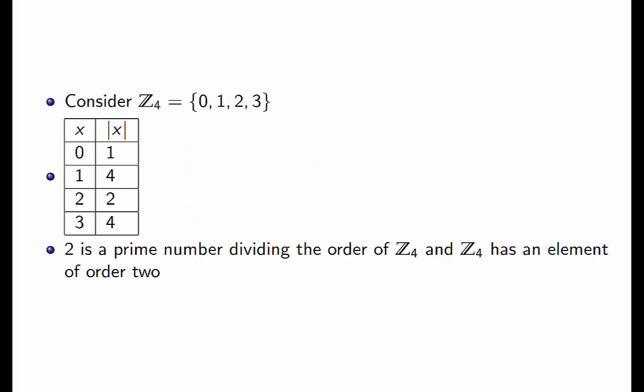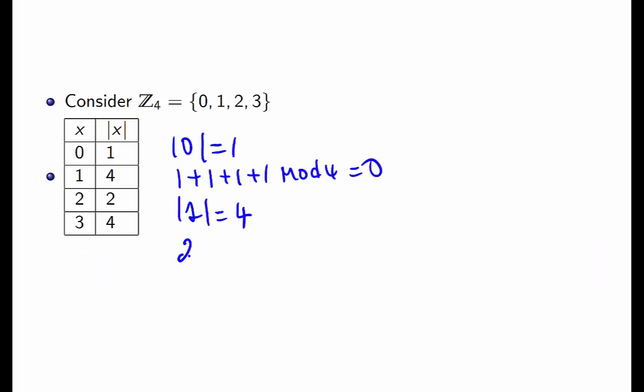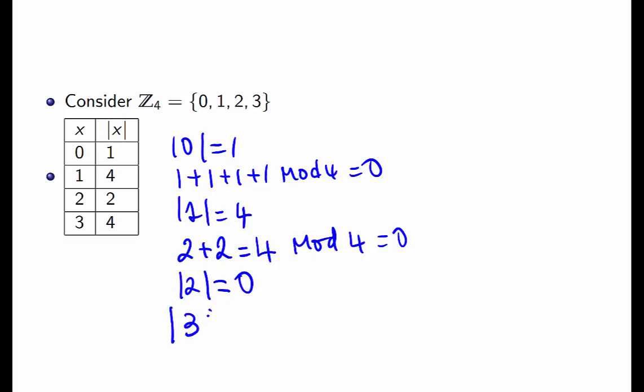What about 2? 2 plus 2 is 4, and 4 mod 4 is going to be 0. So the order of 2 is 2. And again, one can check very quickly that the order of 3 is 4. This is actually due to the fact that 3 and 1 are inverses of each other with respect to addition mod 4, and so they have to have the same order.